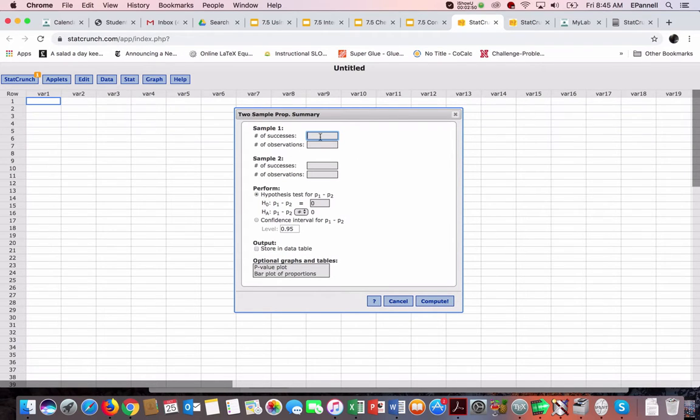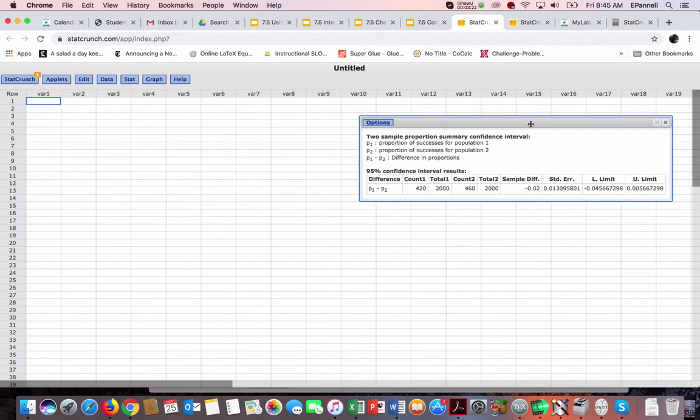So now number of successes we found was 420, and this was 2,000. And for the men it was 460, and 2,000 people observed. And then the last thing you have to do is, instead of doing hypothesis test, which we're not doing right now, we'll see that later, we click confidence interval, and then you pick your level. 95% happens pretty frequently, but it might not be 95%. You could have like 99.7 or some other number here, so make sure it's the right number. And then you push compute, and then we get our confidence interval.